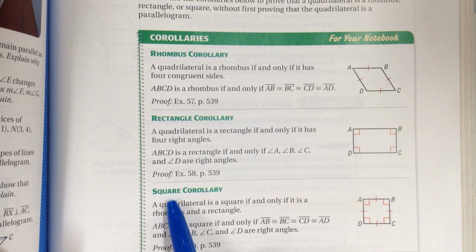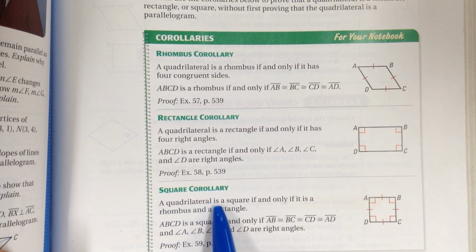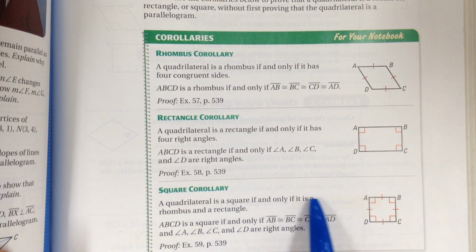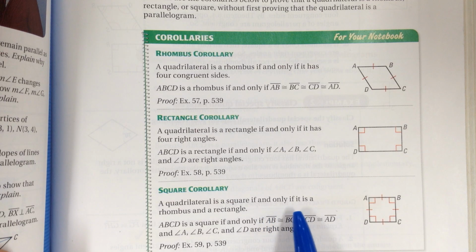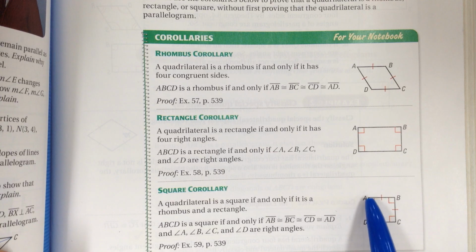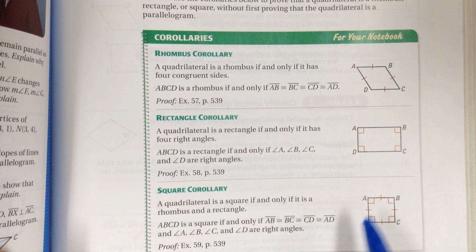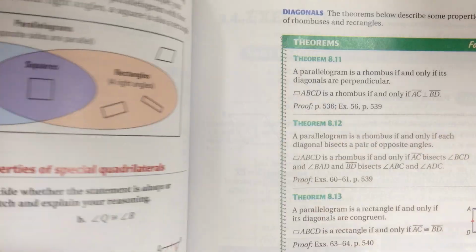Now for squares, it says a quadrilateral is a square if and only if it is a rhombus and a rectangle. So again, if it's a square, then it's also a rhombus and a rectangle. And the converse is, if a quadrilateral is a rhombus and a rectangle, then it is a square.